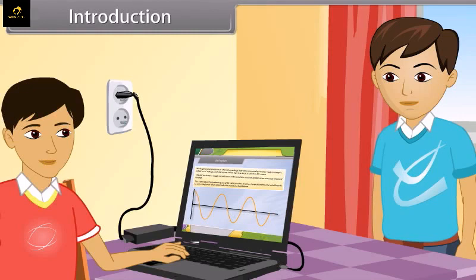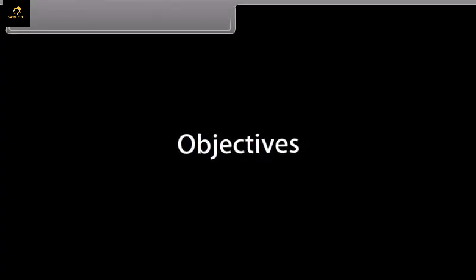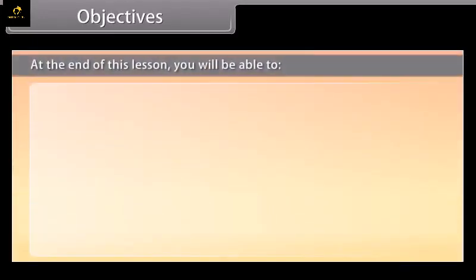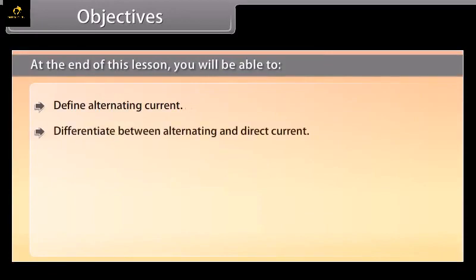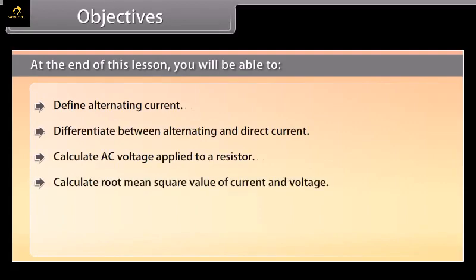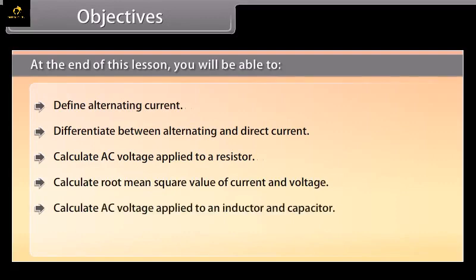Children, today we will study about the alternating current. Objectives. At the end of this lesson, you will be able to define alternating current, differentiate between alternating and direct current, calculate AC voltage applied to a resistor, calculate root mean square value of current and voltage, calculate AC voltage applied to an inductor and capacitor, define inductive reactance and capacitive reactance.